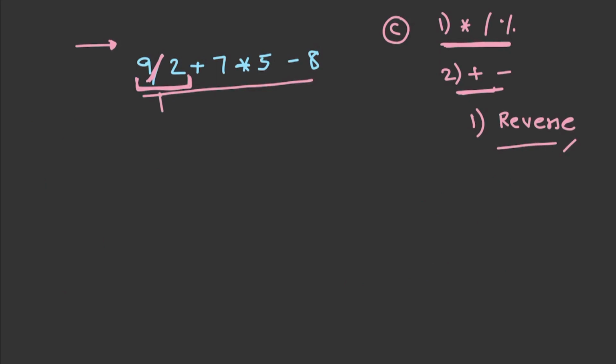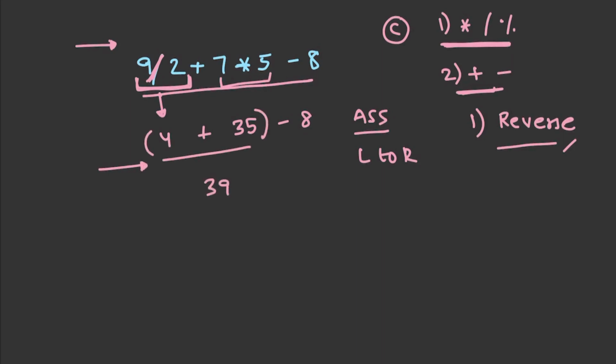So 9 divided by 2 returns us 4 and 7 into 5 returns us 35, and we have the addition and subtraction signs respectively. Now this associativity is left to right, so the operation has to be performed from the left. 4 plus 35 is 39, minus 8. 39 minus 8 is 31. So 31 will be the answer of this.